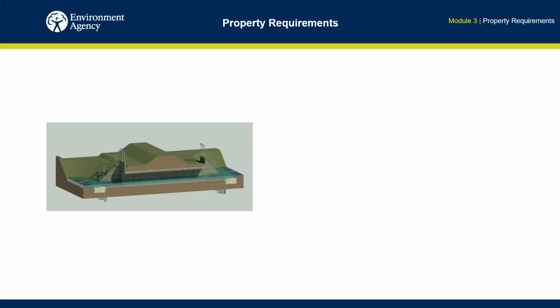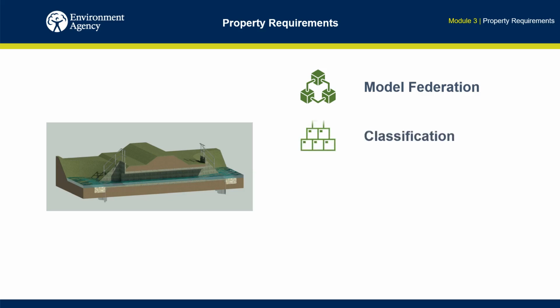In order to deliver consistent three-dimensional models, the standards require the following: a clear breakdown of larger models into a series of submodels that can be delivered by different disciplines, which can easily be federated together to form the whole model. Further subdivision of objects into features and elements that are classified in accordance with the Environment Agency's Data Requirements Library.